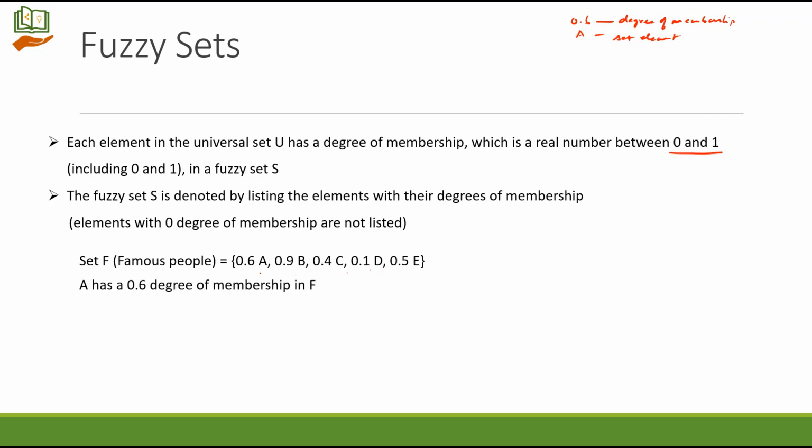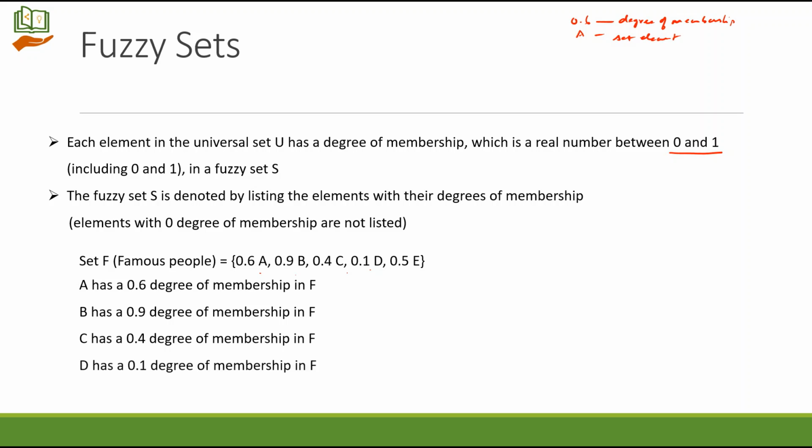A has a 0.6 degree of membership in F. This is how we will be taking the meaning. B has a 0.9 degree of membership in F. C has a 0.4 degree of membership in F. D has a 0.1 degree of membership in F. E has a 0.5 degree of membership in F. Now what is this F actually?